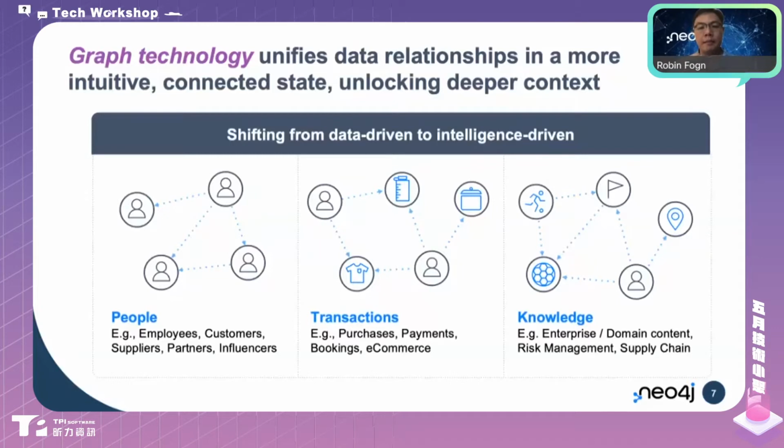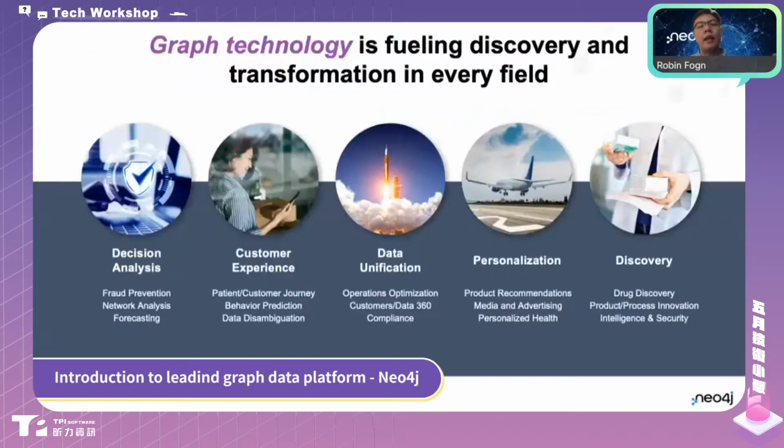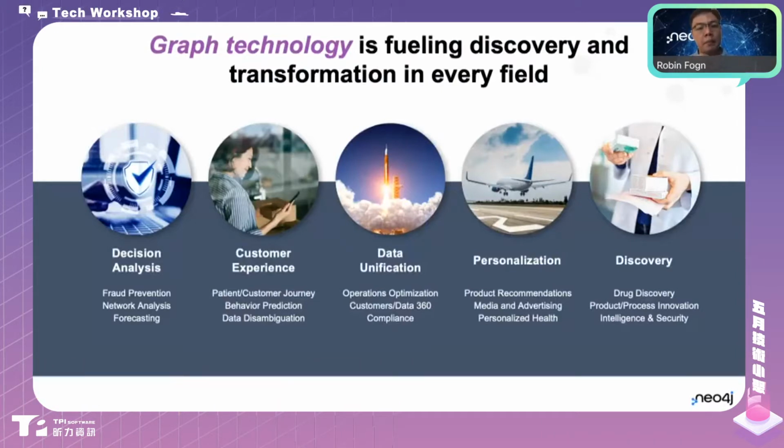So you can do a deeper analysis. What are some of the types of use cases or business problems that Neo4j solves through graph technology? There are many, but I just want to list down some to give you an idea. The first one is in areas to help you make better decisions, for example, in fraud analysis, network analysis, and forecasting. The second one is customer experience. How are you able to predict customer journey? How do you do customer segmentation, customer 360?